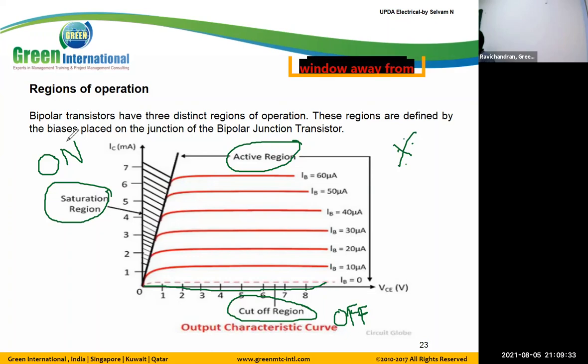Apart from this, we have an active region also. In this region, this BJT, this transistor, acts as an amplifier. So that is important. This question is frequently asked: in which region does the transistor act as an amplifier?